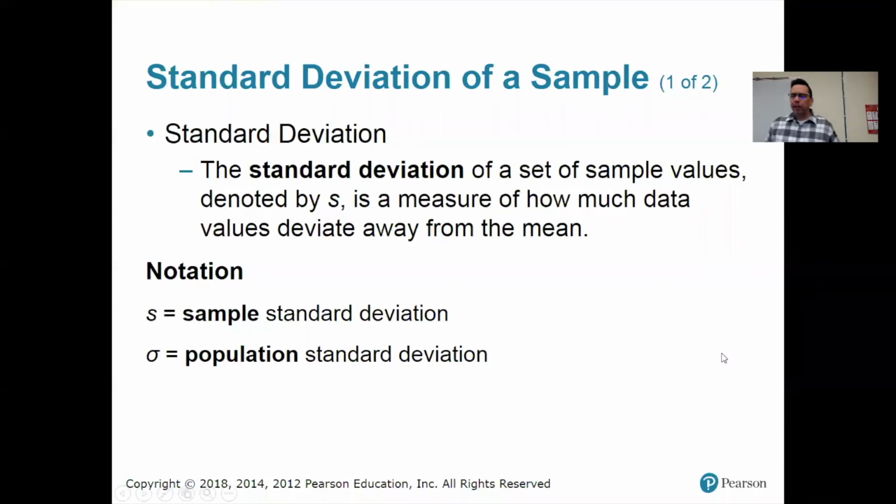Okay, the most common measure of variation, and it does take into account every single data value, is the standard deviation. Without getting too specific right now, the standard deviation is a measure of how much data values deviate away from the mean. There are 2 different notations for standard deviation, depending on whether you're working with a sample or a population. Sample standard deviation is denoted by s. Population standard deviation is denoted by the lowercase Greek letter sigma.